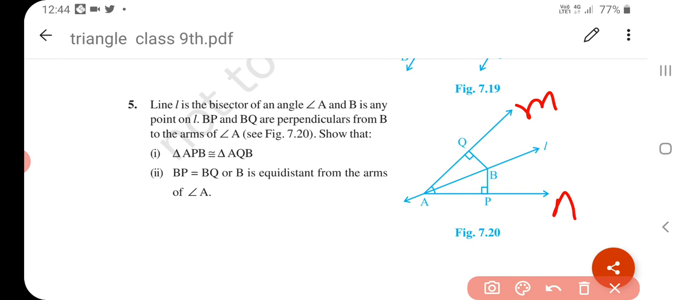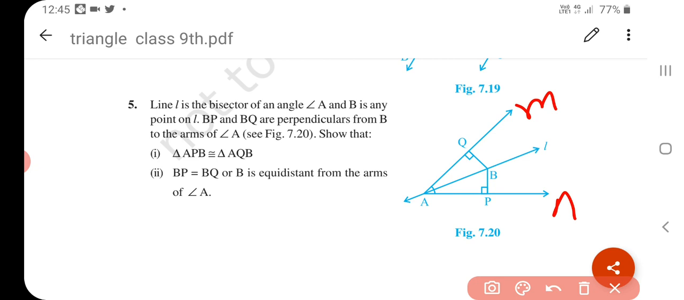So we know that BP is perpendicular to this arm. The name is not given here, but we can give M and N. So BP is perpendicular to N and BQ is perpendicular to M. So these two angles are 90 degrees, so these two angles are equal. So BQA is equal to BPA, each is 90 degrees. So two angles are equal.